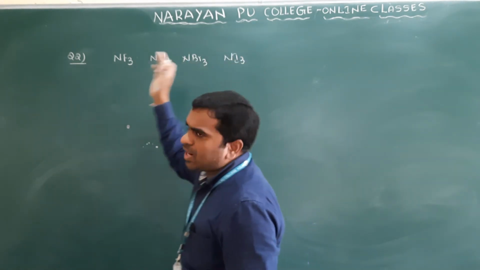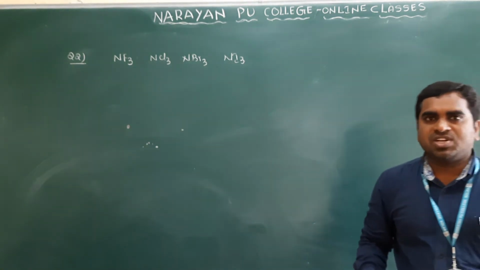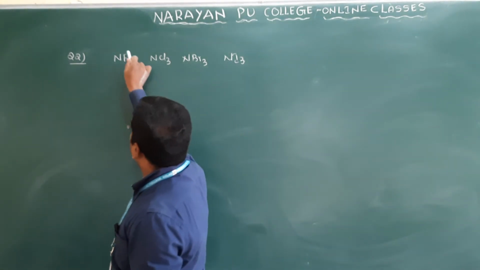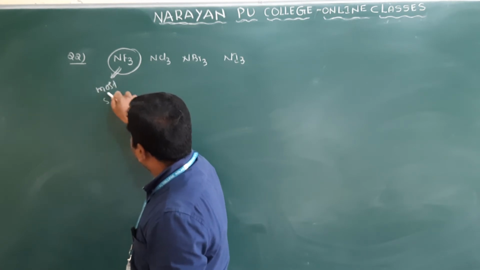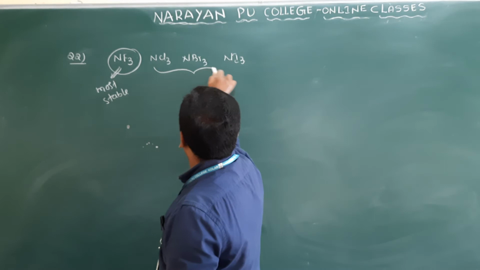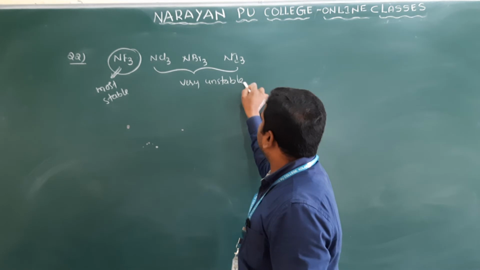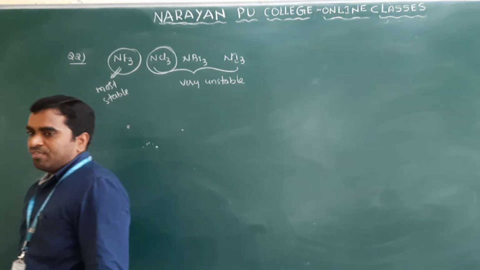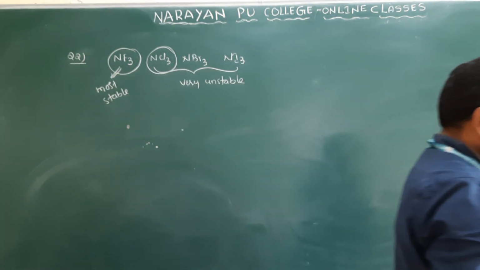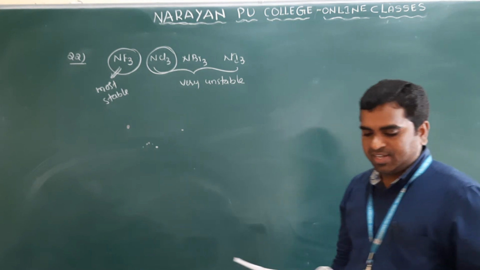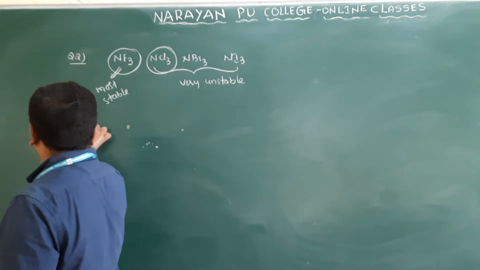Nitrogen trihalides are unstable compared to the trihalides of phosphorus, arsenic, and antimony. But among these, NF3 is the most stable, and the remaining ones are very unstable. That is why NCl3 is very explosive. Among the trichlorides, NCl3 is highly explosive. Now see question number 29.